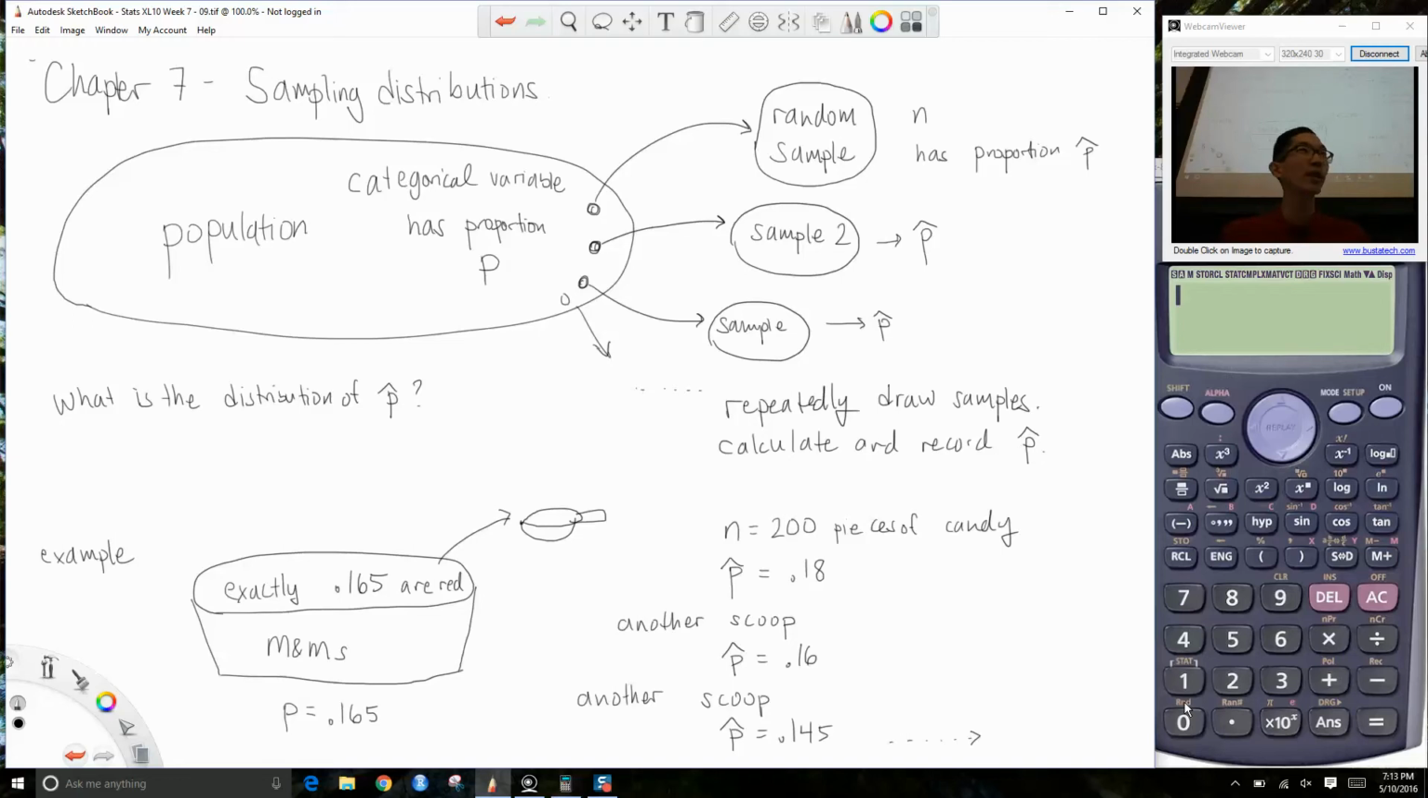What is the average p hat that I see? What's the standard deviation of the p hats I see? Because we're going to record thousands of different p hats. And so to do this, we can run a simulation.